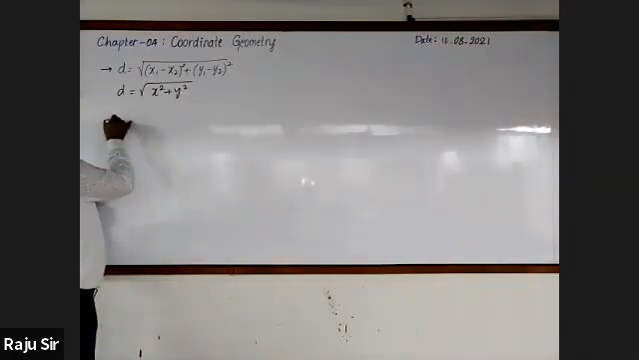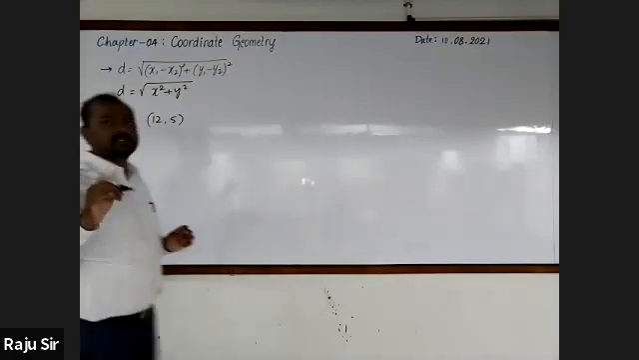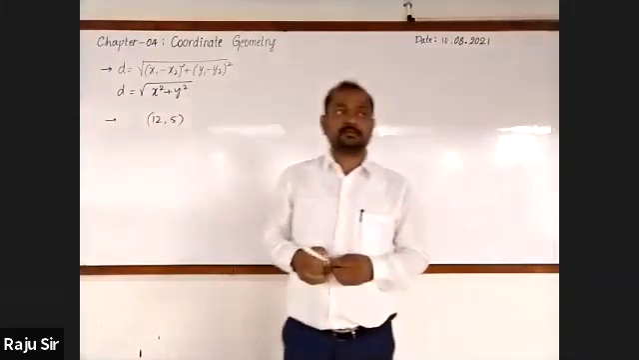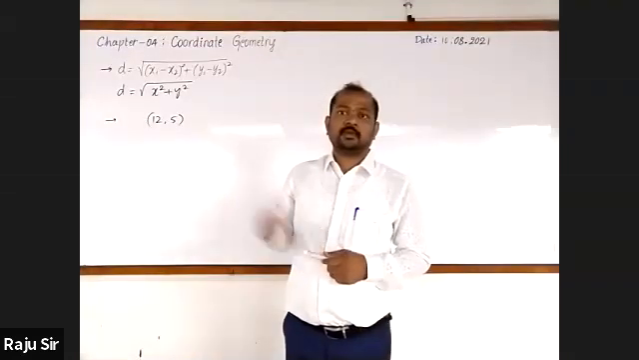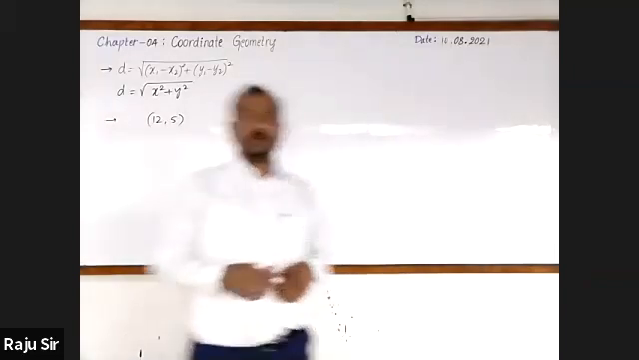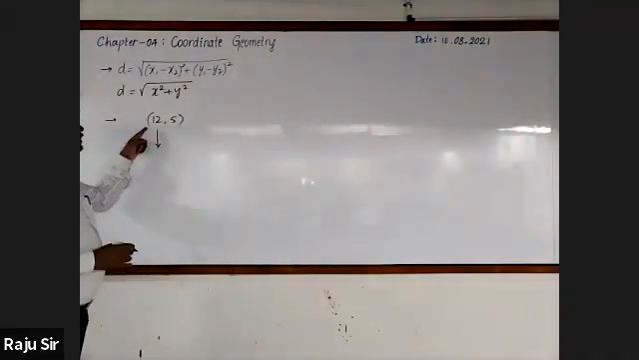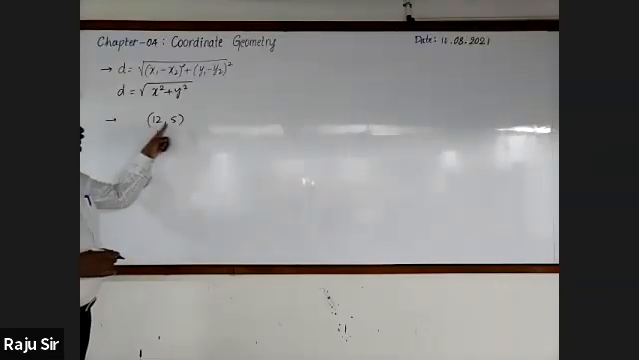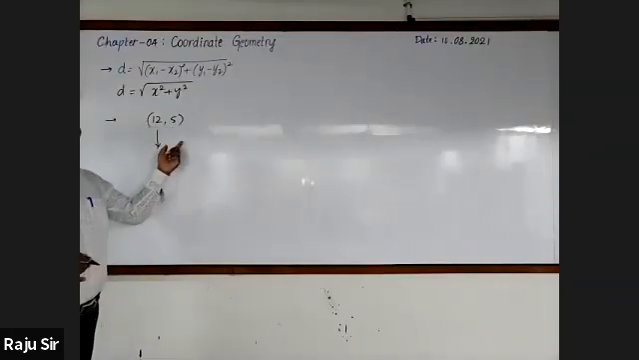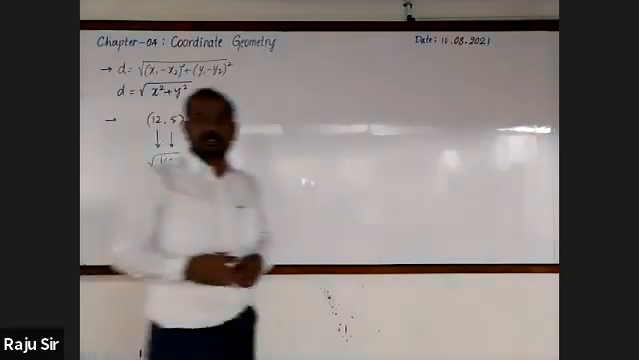Then coordinates of a point is (12, 5). What is the distance of this point from the origin? Root of 12 square plus 5 square. It is 13, right? Yes, sir. Root 169, it is 13. Here 12 square is 144, 5 square is 25, 144 plus 25 is 169. Square root of 169 is 13.